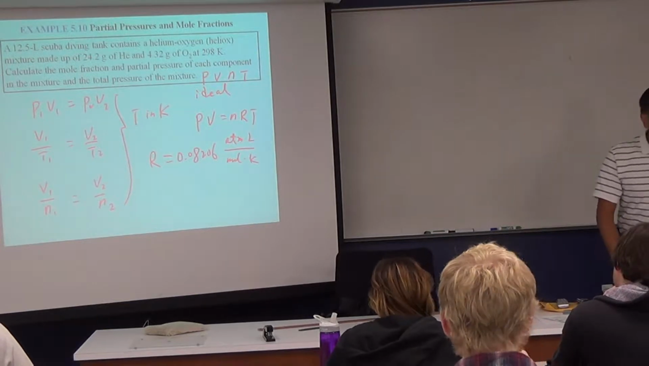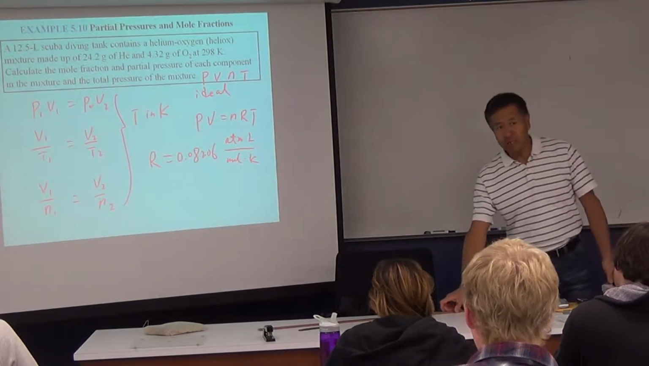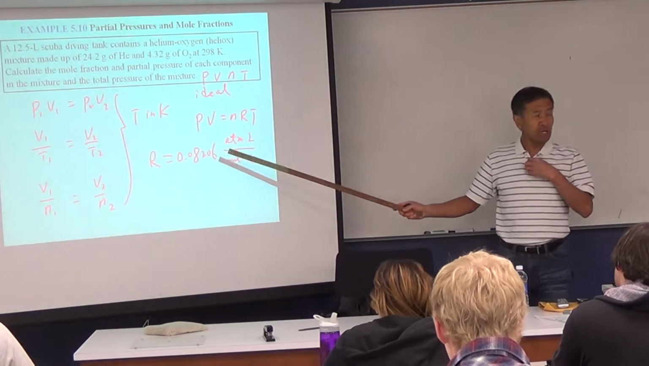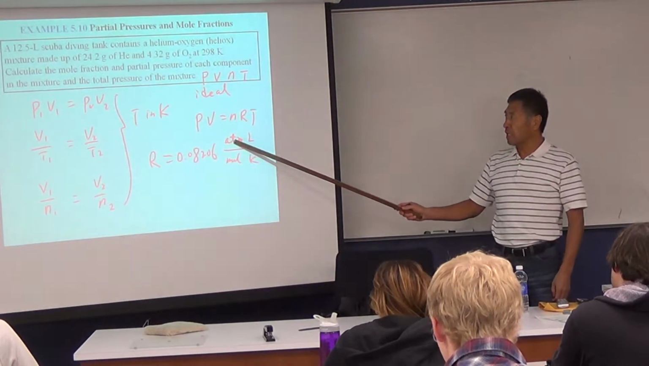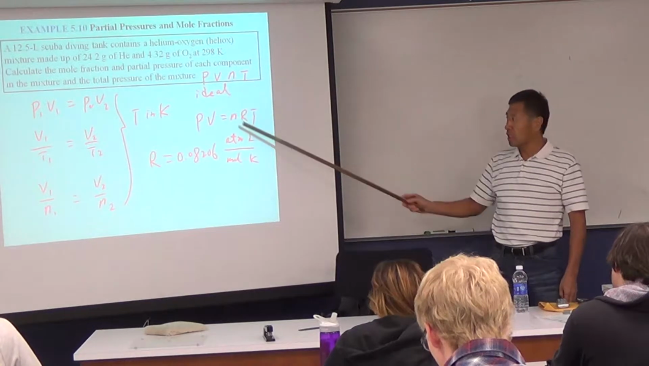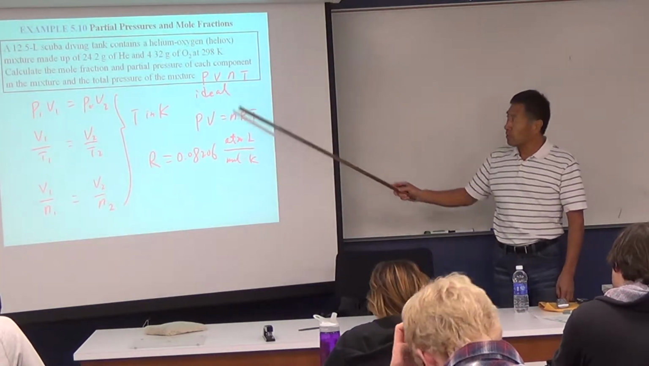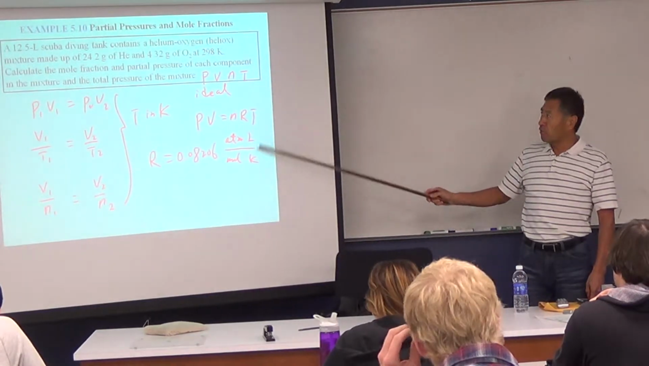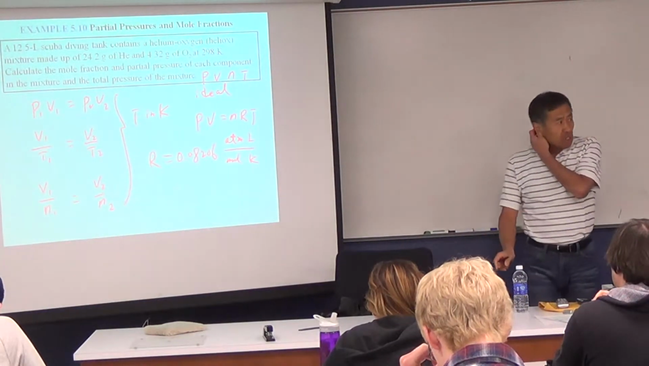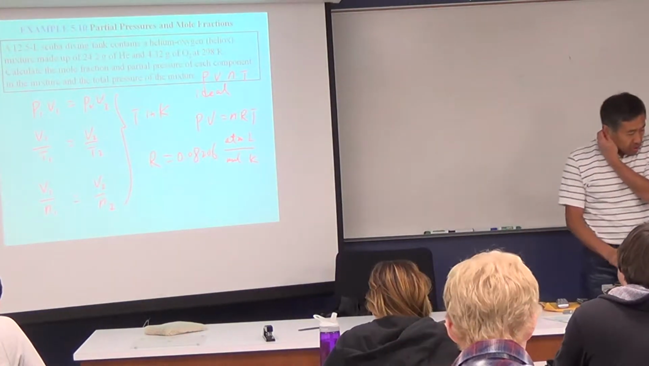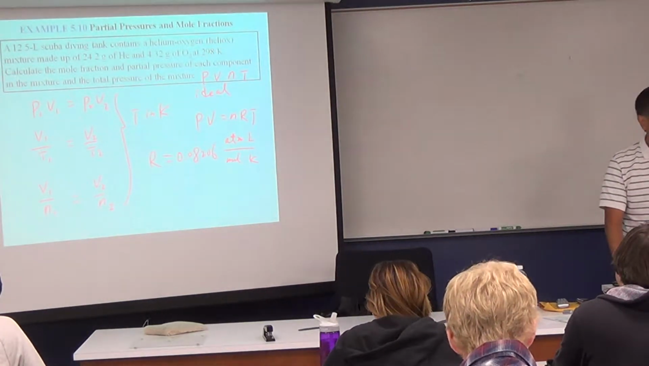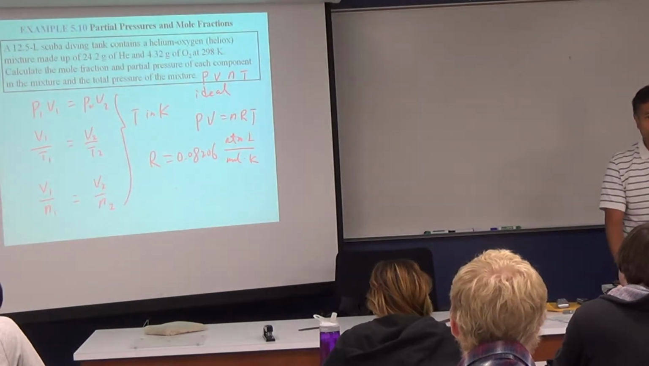So that means when you use this equation to solve problems, conveniently, you just use atm for pressure, liter for volume, mole for N, and Kelvin for temperature. So that is what we studied in the first few sections. Those are the main points, the main equations.